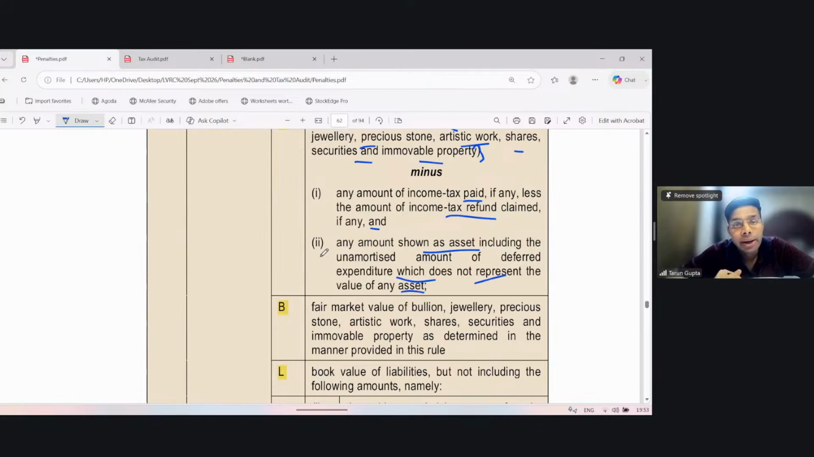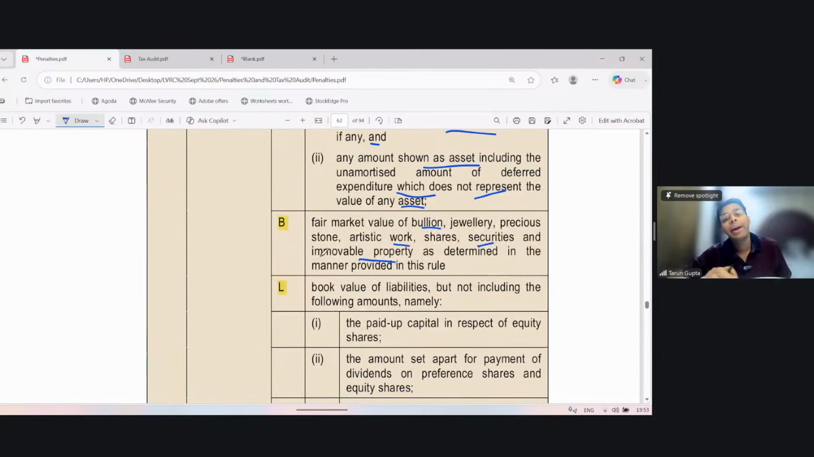Now you will add B. What is B? B is the fair market value of all those assets which were excluded from A: bullion, jewelry, precious stone, artistic work, shares, securities, and immovable property, as determined in the manner provided in this rule. From the summation of A plus B, we will reduce L. What is L? L is, of course, the book value of liabilities.